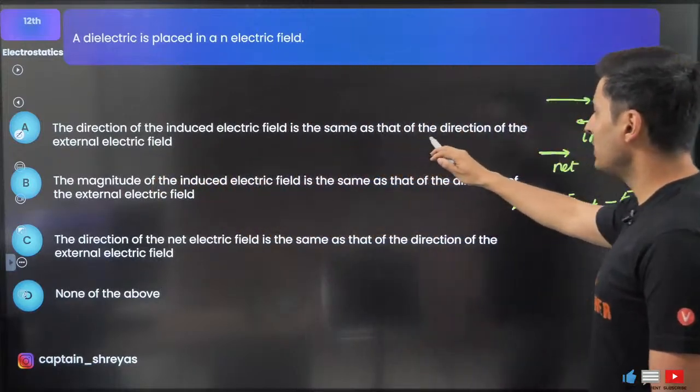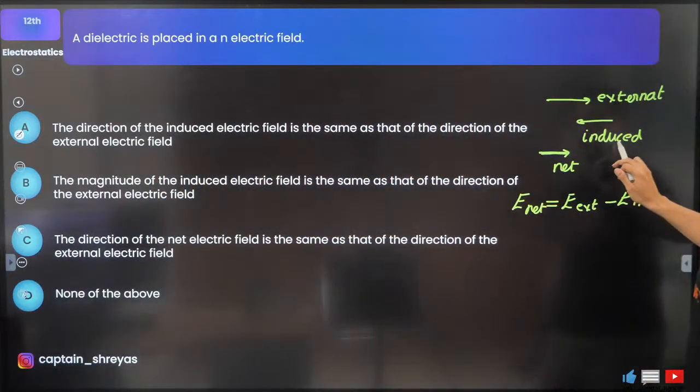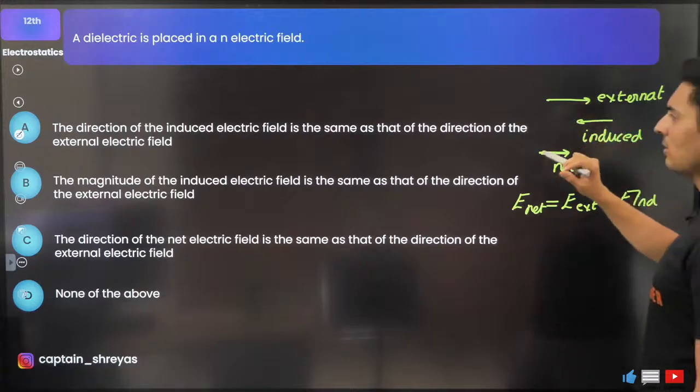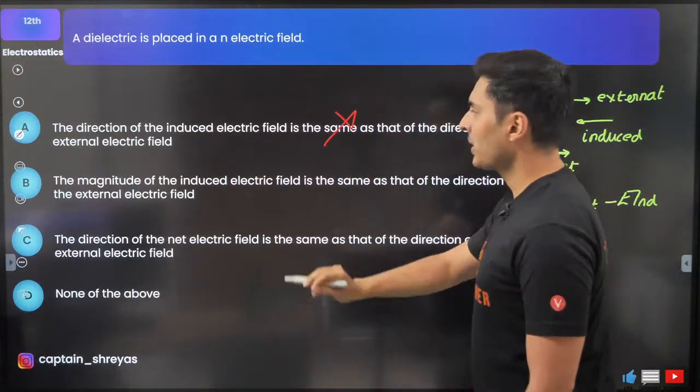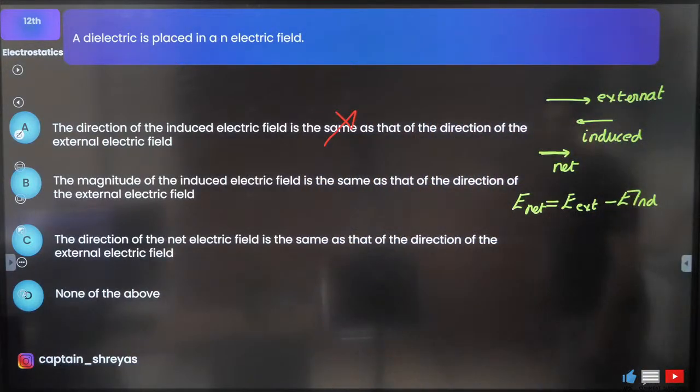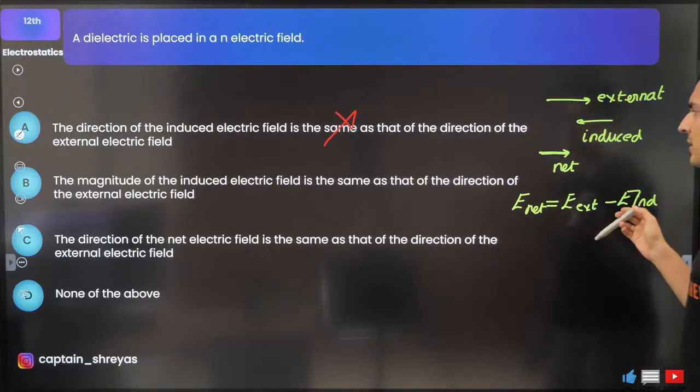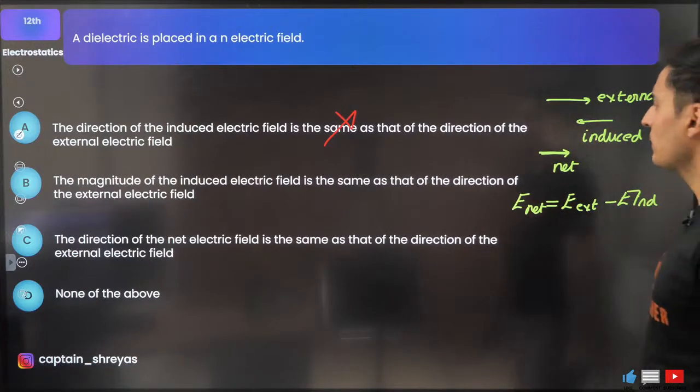The direction of the induced field is same as the direction of the external field. Induced same as the external field? No, definitely wrong. Magnitude of the induced field is same as that of the direction of the external field. The magnitude of the induced, how can that be same as that of the direction? Does not make sense, guys.